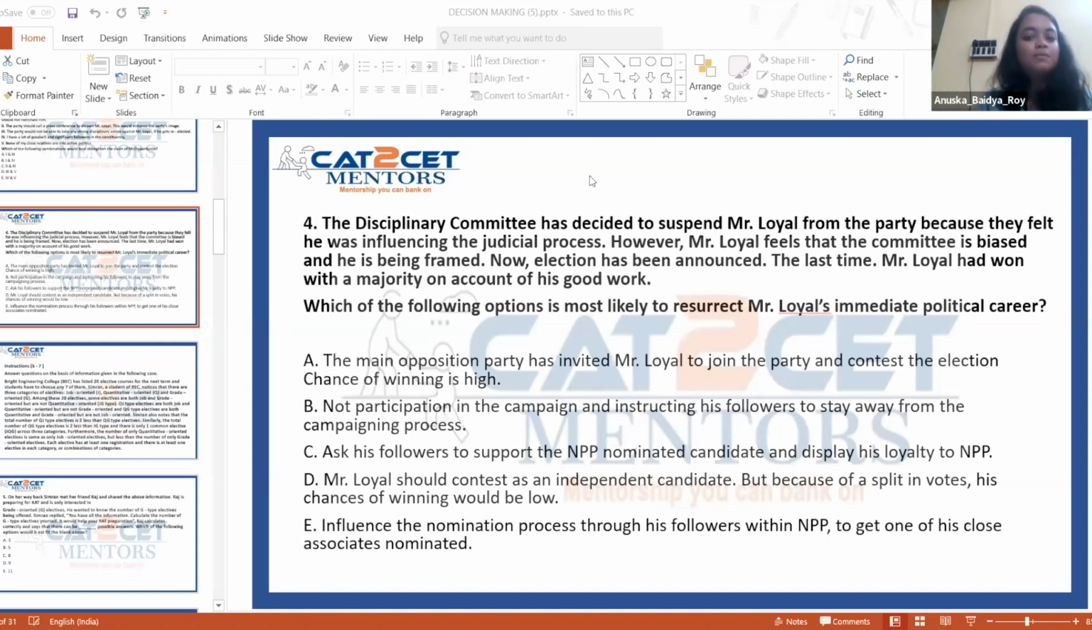B, not participating in the campaign and instructing his followers to stay away from the campaigning process. Well, this is exactly against the question. It is going to put his political career in jeopardy. He's not participating in the campaign. How is his political career going to flourish? It's not, right? So B is an eliminated option.